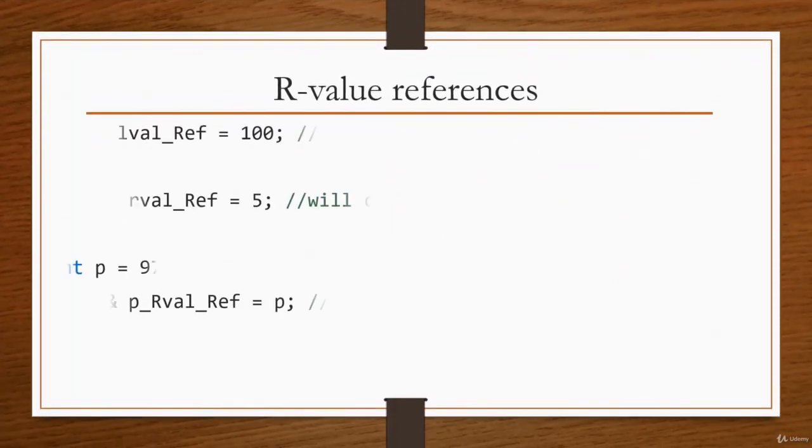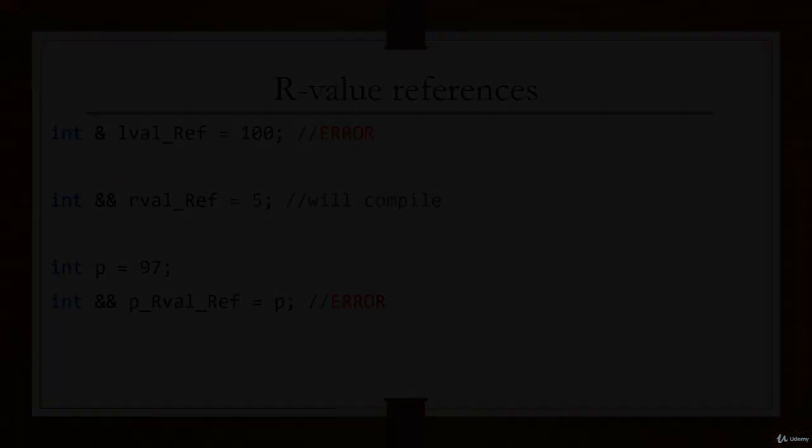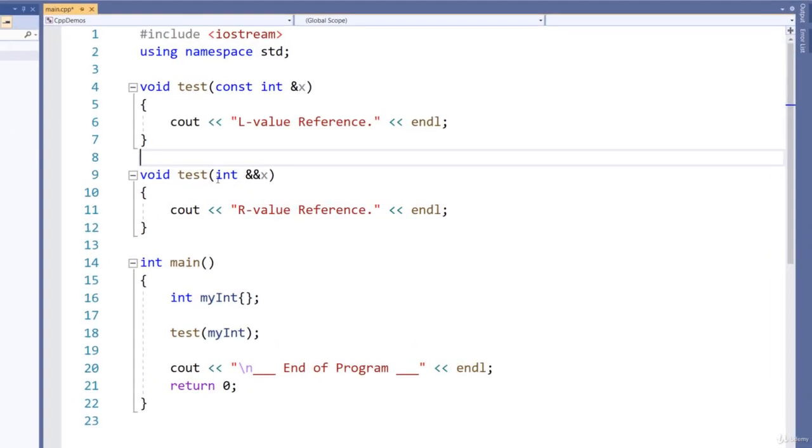If you try and assign something like 100, in other words an R value, to an L value reference, as you can see in the first statement, you'll get an error. But if you try and assign an R value to an R value reference, then that's fine, that will compile. On the other hand, if you try and assign an L value to an R value reference, again you'll get an error. Okay, I have this quick example in Visual Studio.